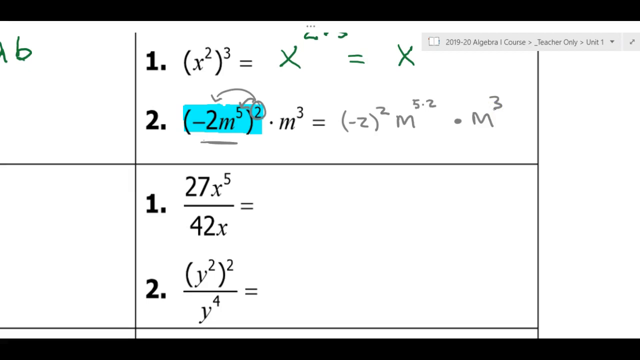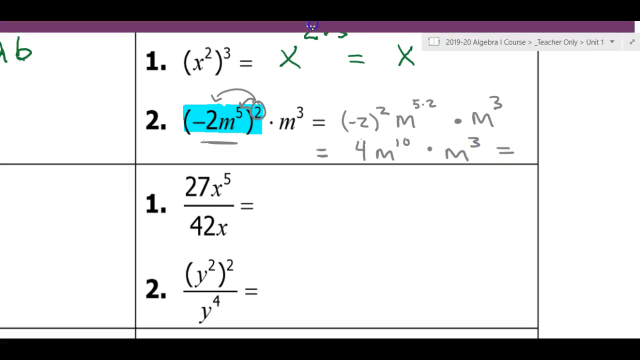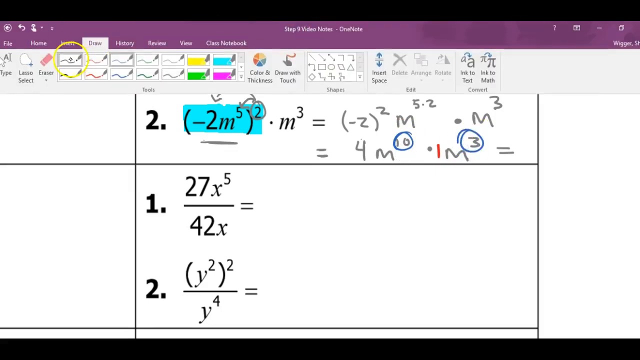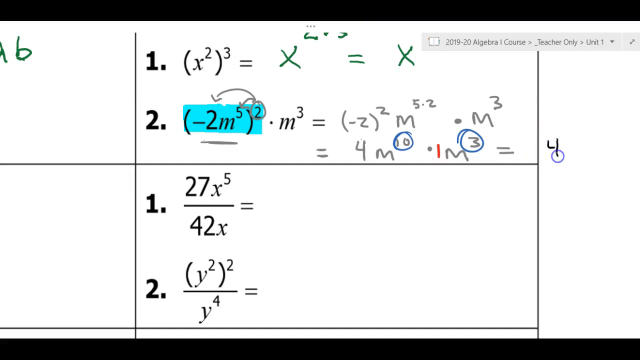I still need to clean up this first term before multiplication. Negative 2 squared is 4. And I have m to the 10th power times m to the 3rd power. Okay, now I have multiplication. I'm going to multiply the numbers together and add the exponents. 4 times 1 is 4. M to the 13th power.